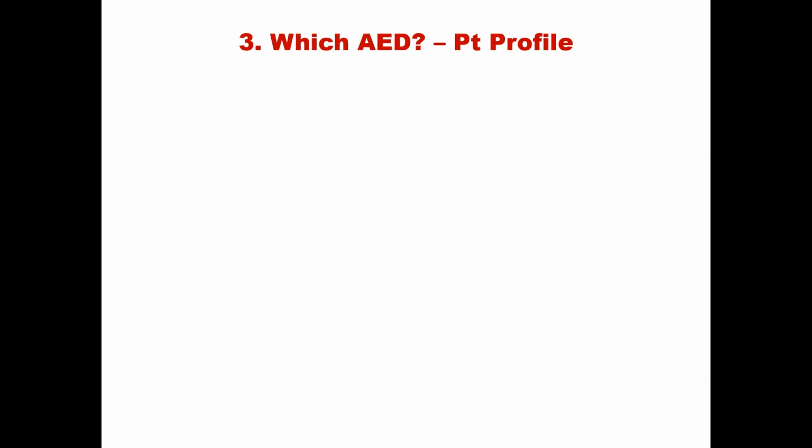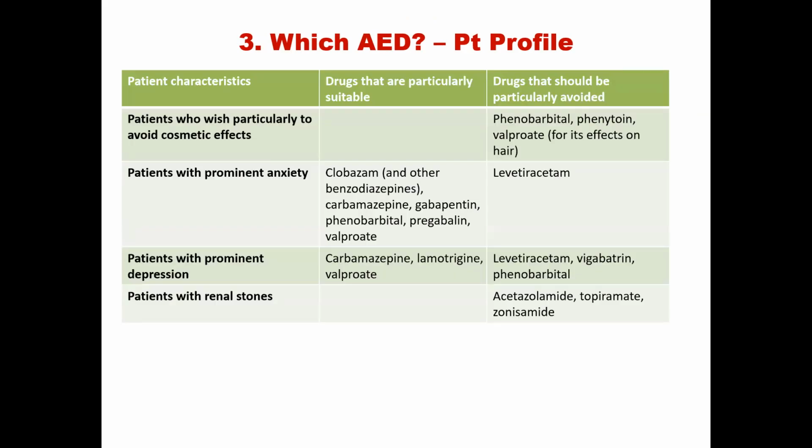See the patient profile and side effects. If the patient wishes to avoid cosmetic side effects, like cinema actors, you should not give phenobarbital, phenytoin, or valproate, because these cause sun sensitivity and rashes on the body, and valproate usually causes hair fall. In that setting you should avoid these drugs. If the patient already has prominent anxiety, behavioral problems or psychiatric illness, better avoid levetiracetam because it will aggravate the psychiatric behavior. In that setting you can use clobazam, carbamazepine, valproate, and phenobarbital.